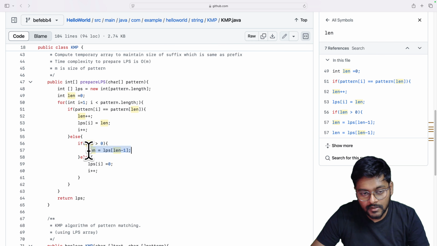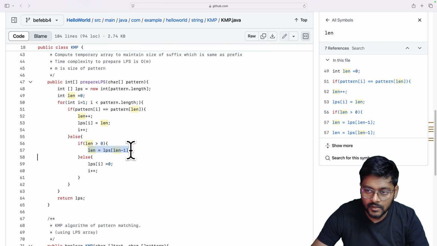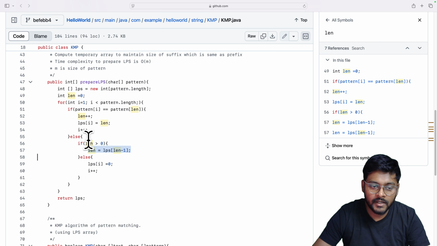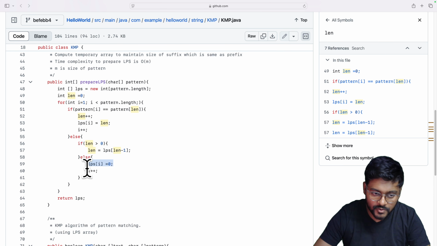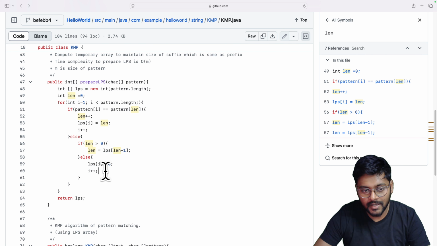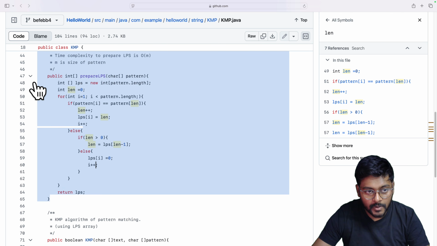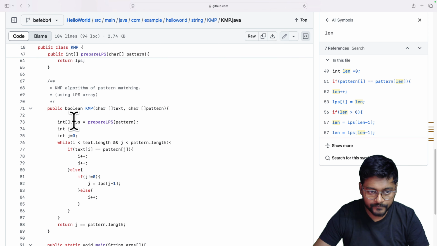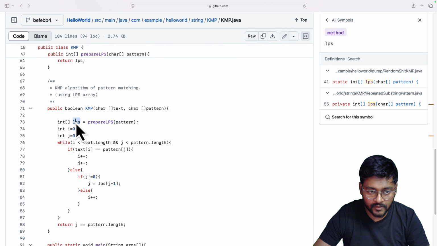This is something using the LPS array, using the pre-computed LPS array again. If the length is 0, then LPS[i] is also 0 and i++. i is always getting incremented. This is for preparing the LPS array, and now we are going to use the LPS array. Once we have the LPS array, we use two pointers.